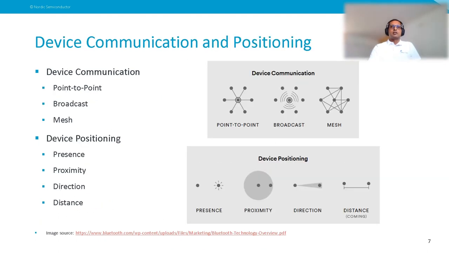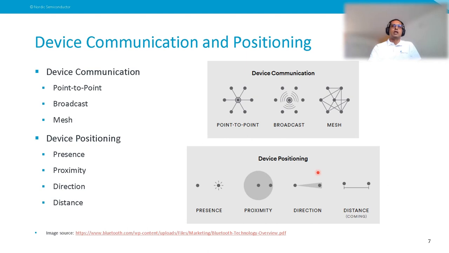Bluetooth device communication is either point-to-point, broadcast to many in proximity, or forms a mesh spanning a vast area, increasing the reach. Device positioning can be simple. It could be presence detection or proximity. Proximity may use received signal strength indication. So in this case, you could have alerts like low, medium, high, based on how close or far a tag or a sensor is from your phone or a display unit or something like that.